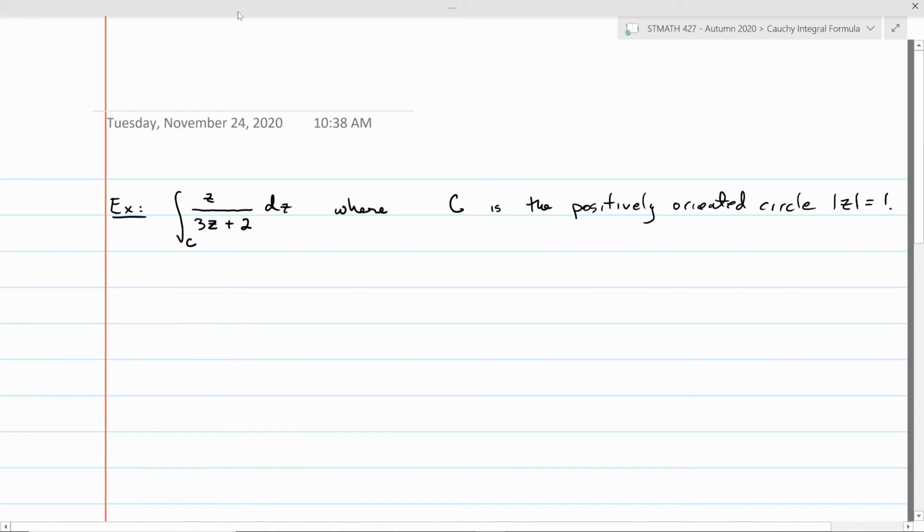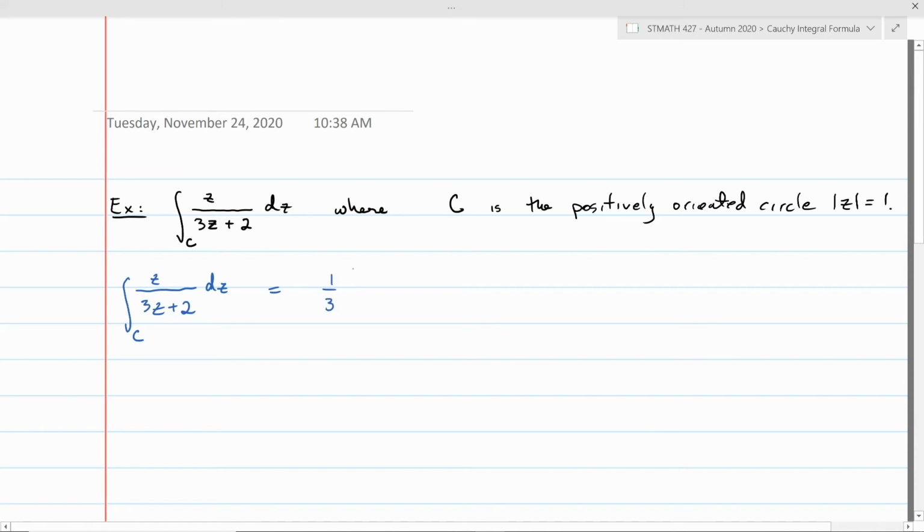Okay, so here's an example of something we could do. Probably we could do this integral from scratch, but I just want to show you how to use Cauchy's integral formula to calculate an integral. Here we're going to do the integral of z divided by 3z plus 2, where C is just the positively oriented unit circle. So what I want to do is make the integrand be of the form that you see in the Cauchy integral formula. So I want the denominator to look like z minus z naught for some constant z naught. Well, we can do that pretty easily. Just pull a 3 out of the denominator.